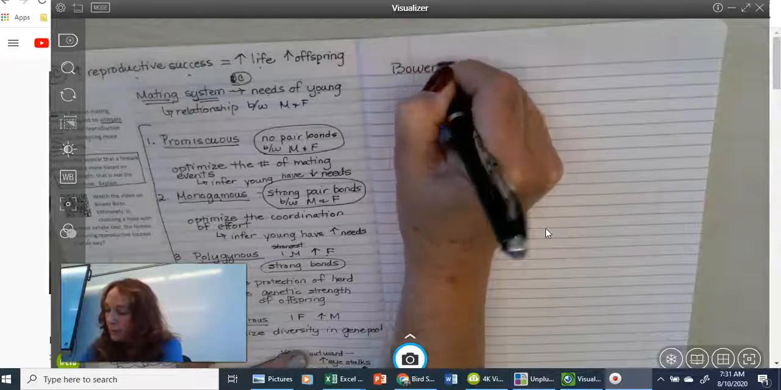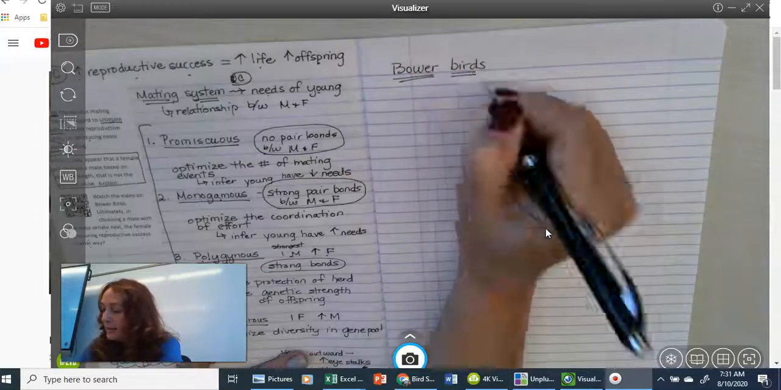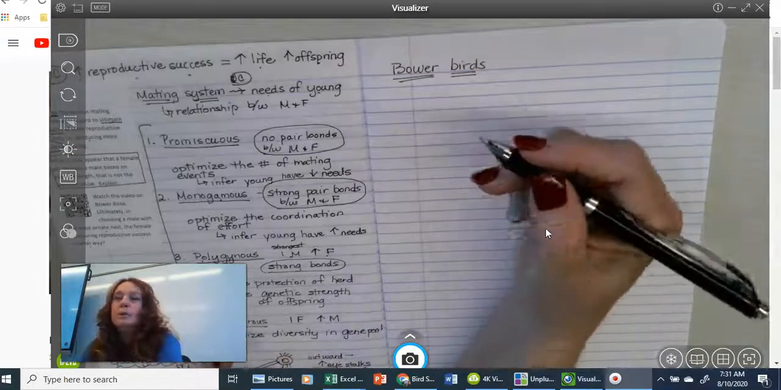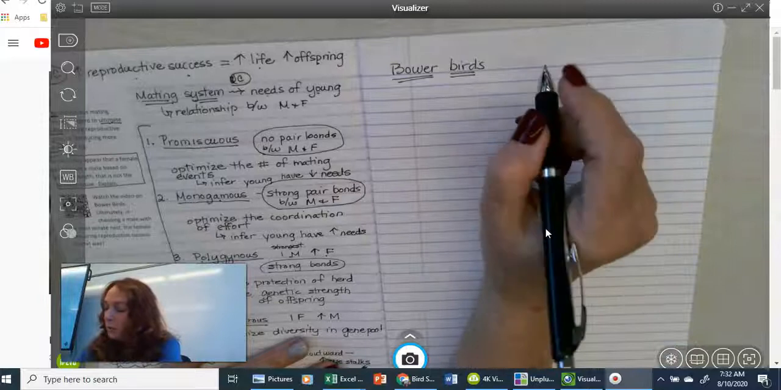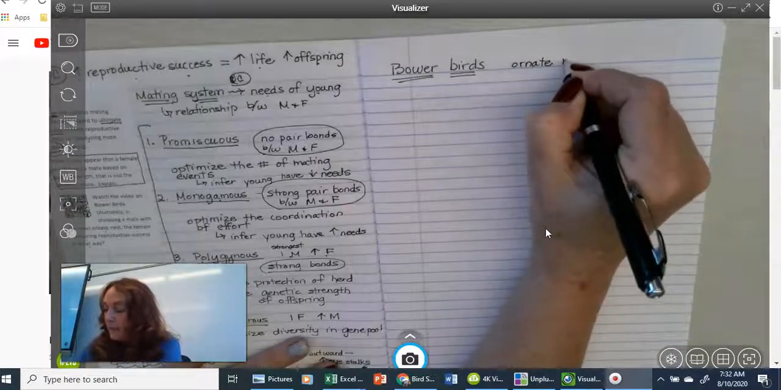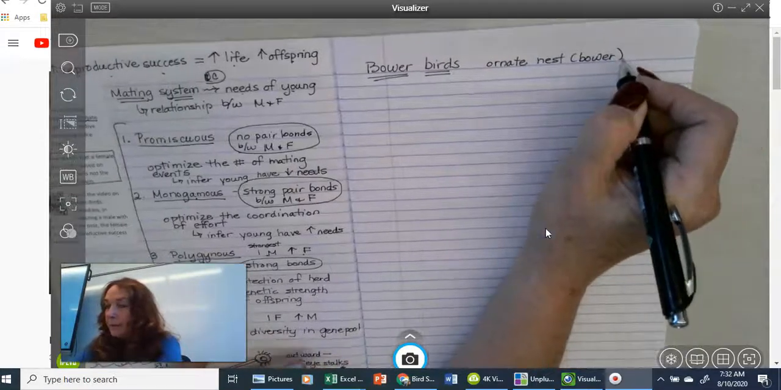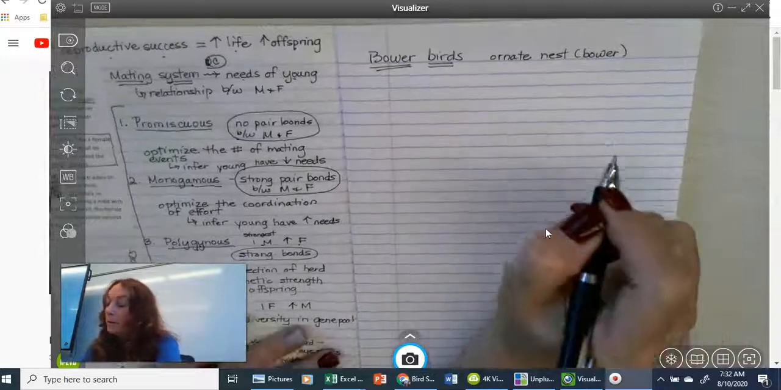So bowerbirds, what can we actually see that's going on from that video? What are some important things that we notice? So first thing is that there's a pretty ornate nest, bower. Notice I'm on the second page that I totally said I wasn't going to do, but here I am.